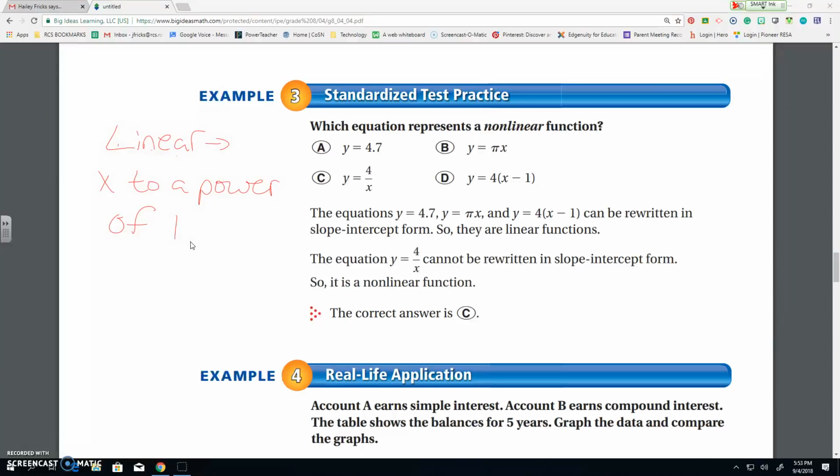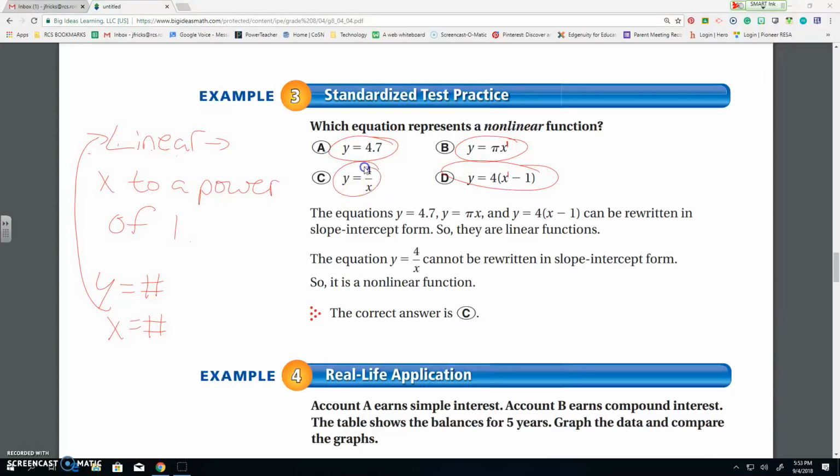So to determine the nonlinear function, first I've got this one. Now, I know this one doesn't have an x in it, and it's kind of outside the rule here. So anytime I have y equals a number, or x equals a number, that's also going to fall under linear. So here, this would be an example of linear. Next, you notice I have this x, and notice how the x is to a power of 1. So that would be an example of linear. Down here in D, I've got y equals 4 times x minus 1. So that x is to the power of 1, so D is also linear.